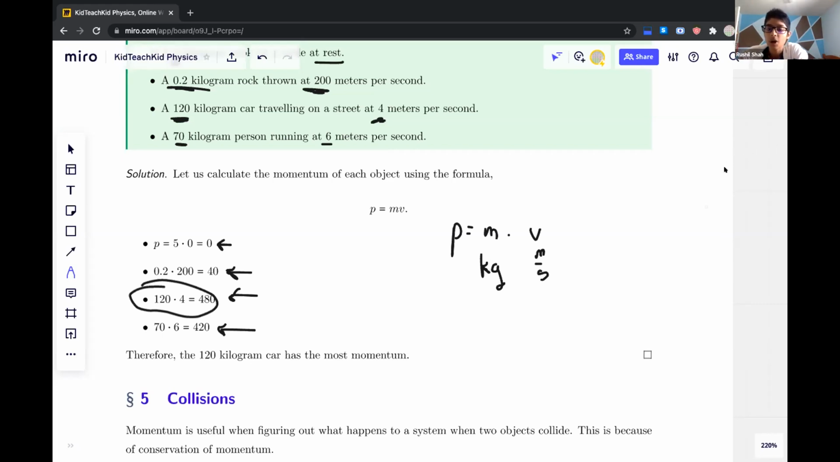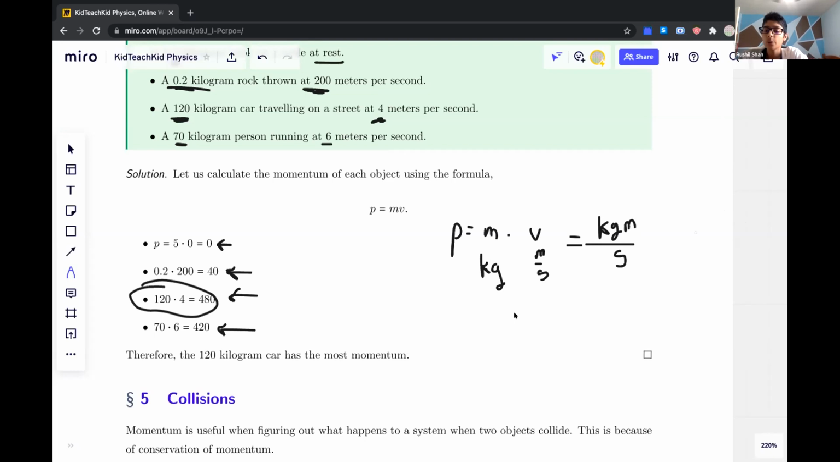Okay, yeah. So all we have to do is we just multiply them together. So the units for momentum will be kilograms, which comes from the mass. So we have kilograms times meters over seconds. So meters over seconds. Yeah, so that was not a trick question at all.